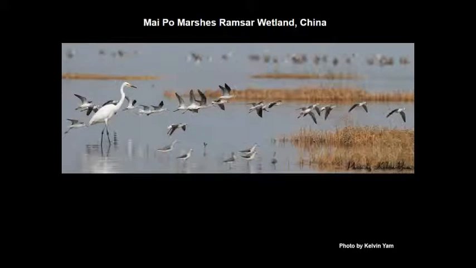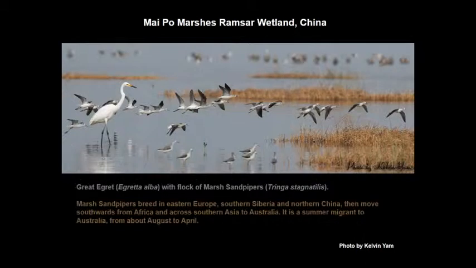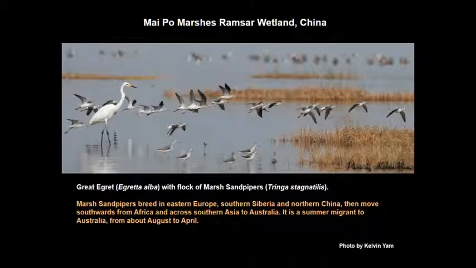Okay, just as an example, I'd like to look at the Mai Po Marshes Ramsar wetland in China. And just to identify the birds that are here, we've got the great egret, the big white one, and then those little guys, the flock, are marsh sandpipers, which breed in Eastern Europe, southern Siberia and northern China, then move southwards from Africa and across southern Asia to Australia. It's a summer migrant to Australia from about August to April, so they're here now. So if you went to Moreton Bay this afternoon and were down by the mudflats, you would see some of these marsh sandpipers. There's lots of them.